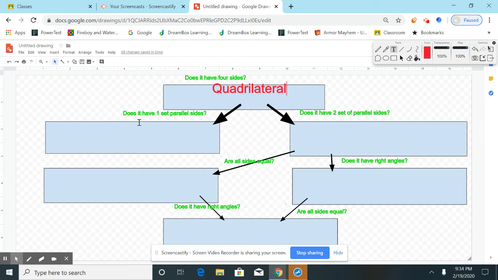If you've got a quadrilateral, does it have one set of parallel sides? If you answer yes, it does have one set of parallel sides, then you have a trapezoid. And that's what goes there. If you answer no, it has two sets of parallel sides, then we're going to put it over here. If it doesn't have any parallel sides, then it's just a quadrilateral. One set, trapezoid; two sets comes over here, and it's a parallelogram.